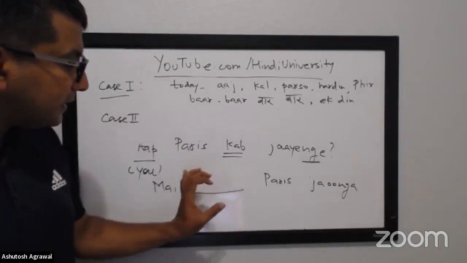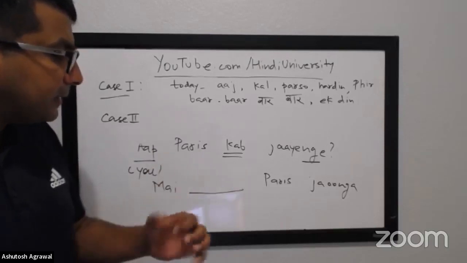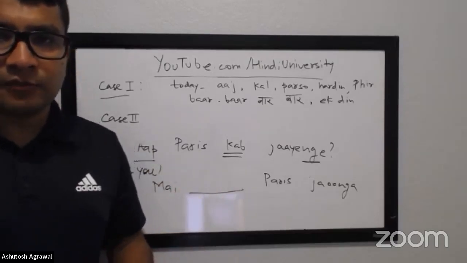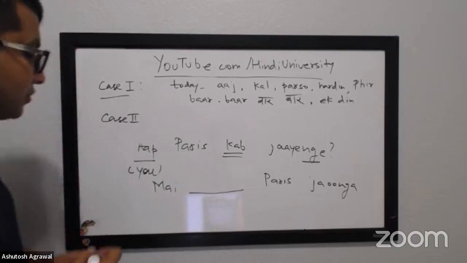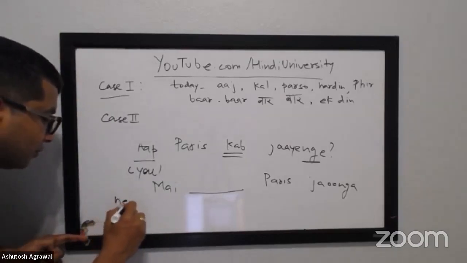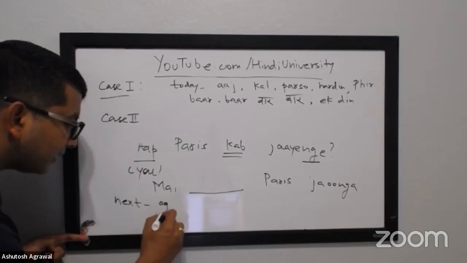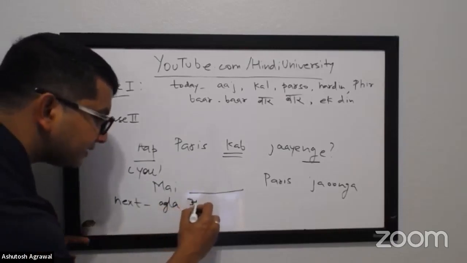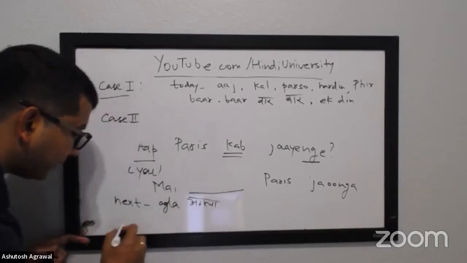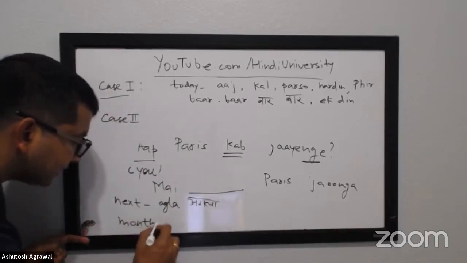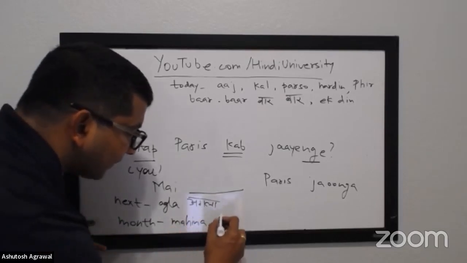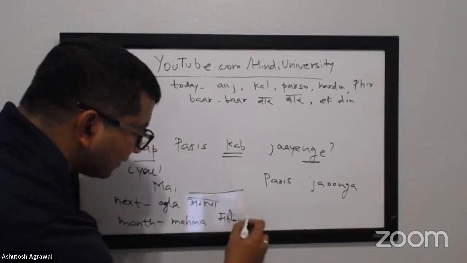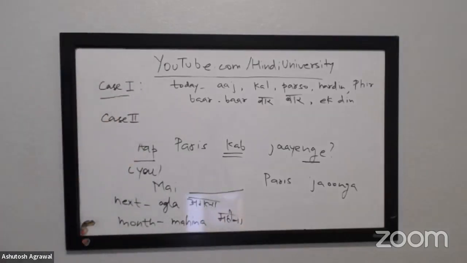when you use the time-based adverbs, there is an implied postposition to that. Let me give you an example. Let's say you want to say next. Next, as you know, in Hindi is agla. Agla, right? So you will write it as agla. And month in Hindi is mahina. Mahina, right? So you have basically agla and then mahina.